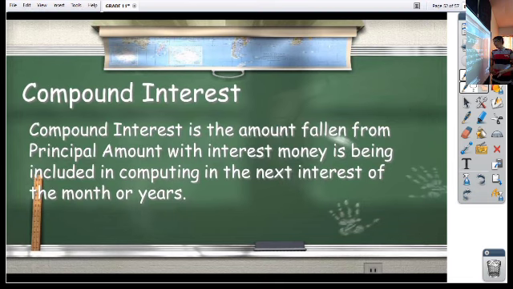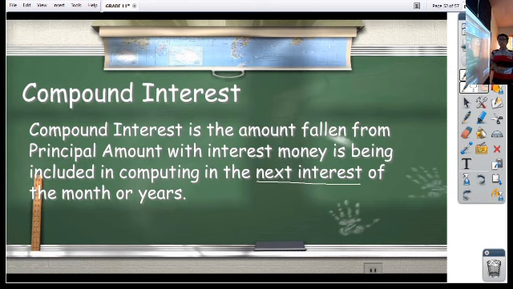Compound interest is the amount from the principal amount where the interest money is being included in computing the next interest of the month or years. So ibig sabihin, parang sa compound interest nagkakaroon siya ng division or pagkakahati-hati, no? Depende kung paano mo siya babayaran, or paano mo babayaran yung isang compounding interest, no?